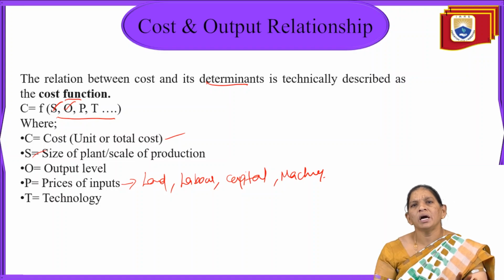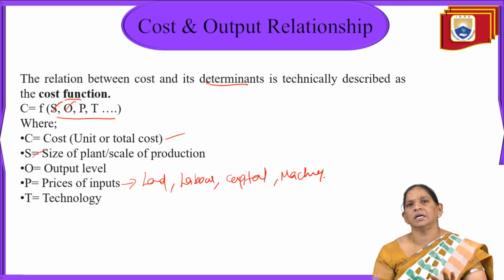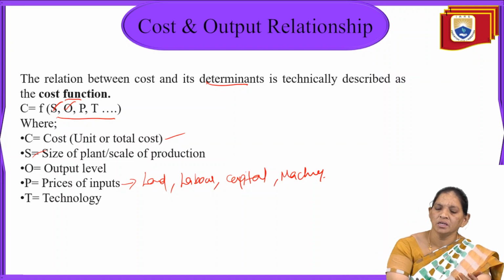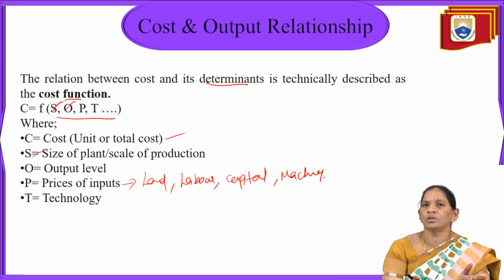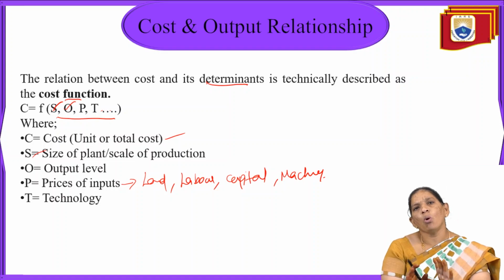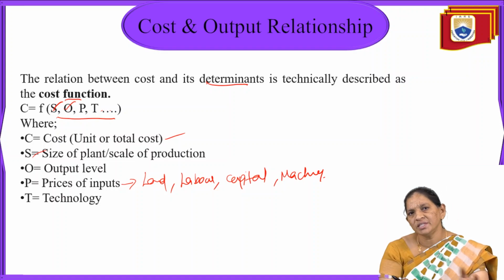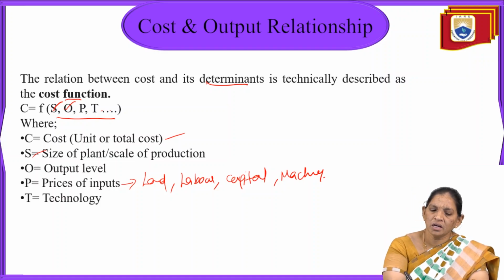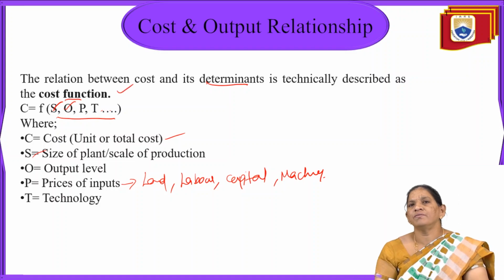Along with that, any other factors or anything which has some relationship or effect can also be taken. That's why we have written etc. there, such that all the factors which influence the cost, or the determinants, we can add in the cost function.